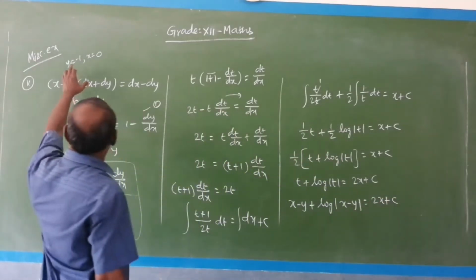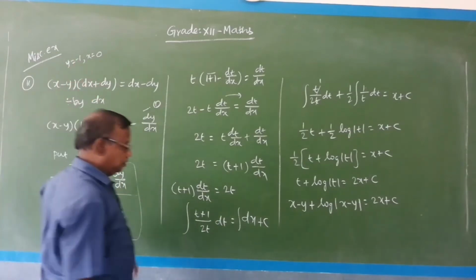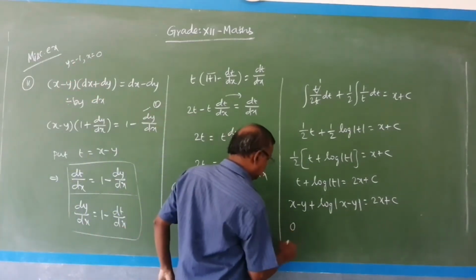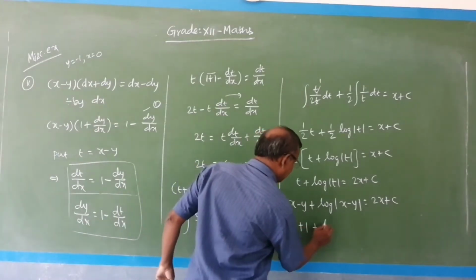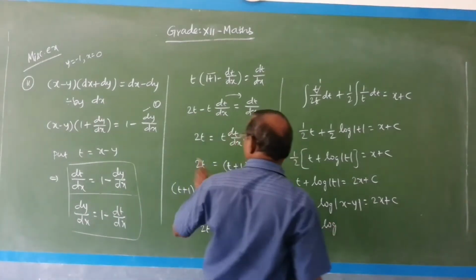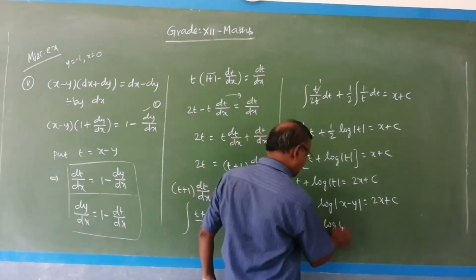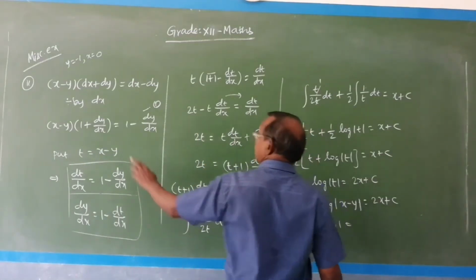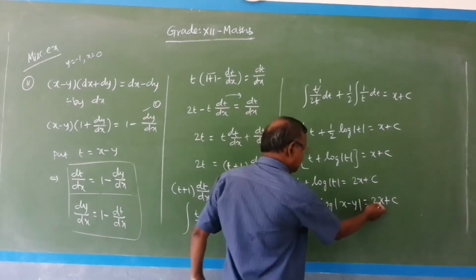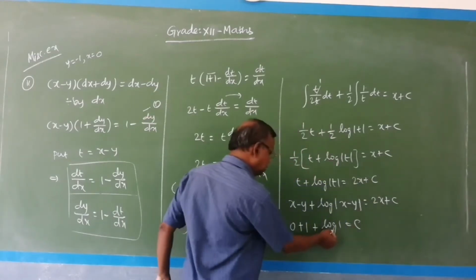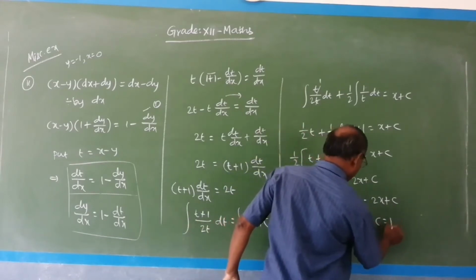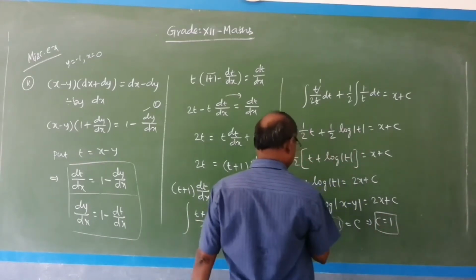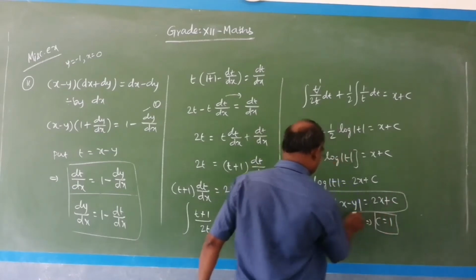Now we are given that y equal to minus 1 and x equal to 0. So x equal to 0 means 0, and y equal to minus 1 gives minus of minus 1, plus 1, plus log of 0 minus of minus 1, that is log 1, equal to, x equal to 0 means 0 plus c. So log 1 equal to 0. Therefore we have c equal to 1. Substituting in the above equation, this is the general solution.